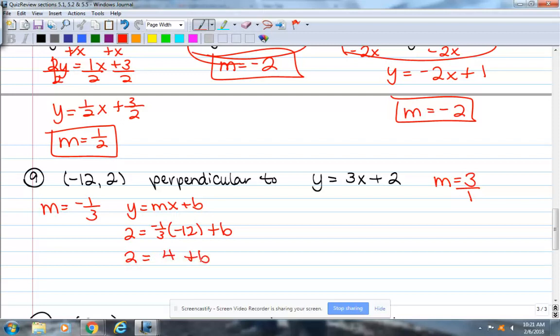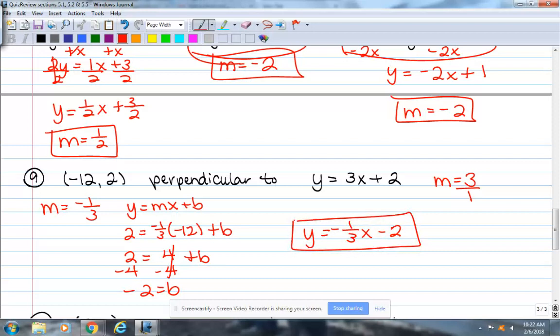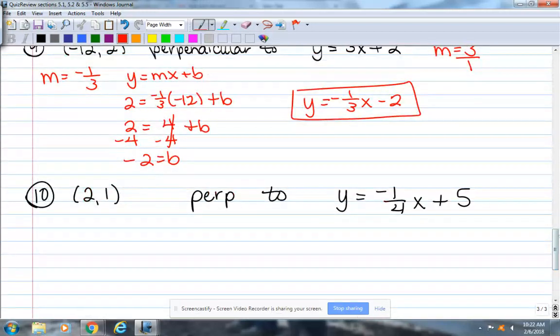And then how do I solve that for b? And what's 2 minus 4? -2. All right. What's the equation of my perpendicular line? Y equals -1/3 x minus 2. Any question about that one? Do we need to do one more slope, a perpendicular equation? Can y'all at least tell me what the slope's going to be?